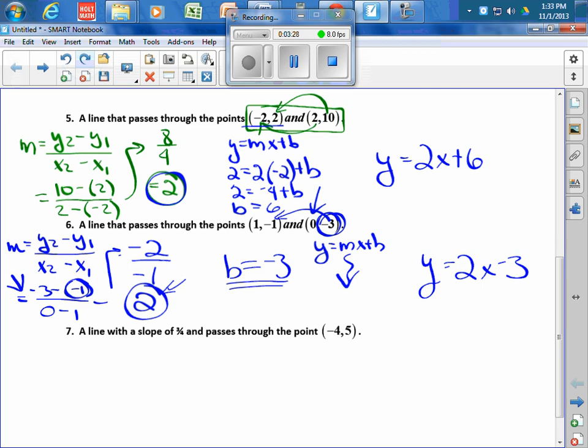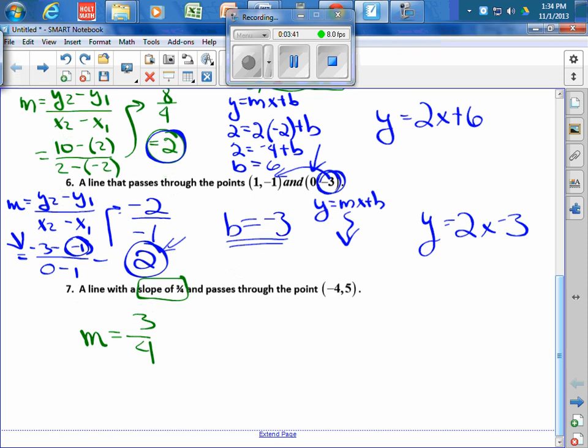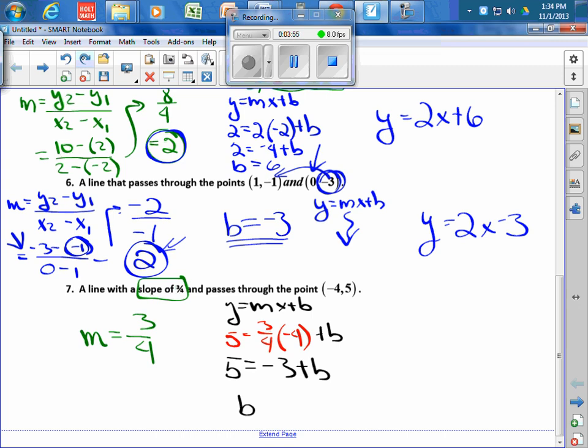And in number 7, I know the slope is given. I don't care. Write it down. M is equal to 3/4. In order to find b, because it's not given, you need to start with y equals mx plus b. Please do that. Then you can plug in the coordinates, the negative 4 or 5, into the equation, along with the slope being 3/4. Solving for b, b is equal to 8. You get your equation, y is equal to 3/4 x plus 8.